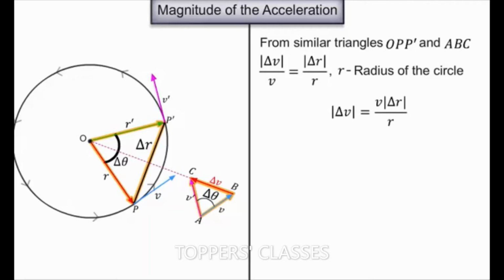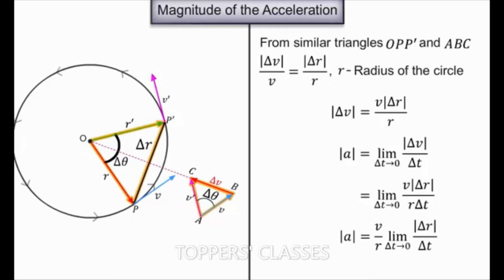This can be written as magnitude of delta v is equal to v into magnitude of delta r by r. Magnitude of a is equal to limit delta t approaches 0 magnitude of delta v by delta t, which is equal to limit delta t approaches 0 v into magnitude of delta r by r delta t. This expression can be written as magnitude of a is equal to v by r into limit delta t approaches 0 magnitude of delta r by delta t. Let this be equation 1.